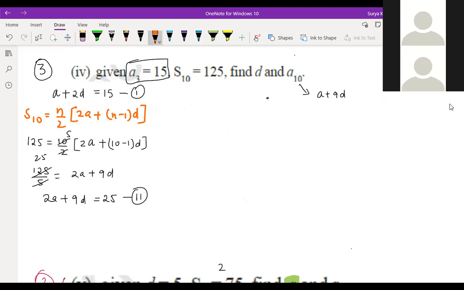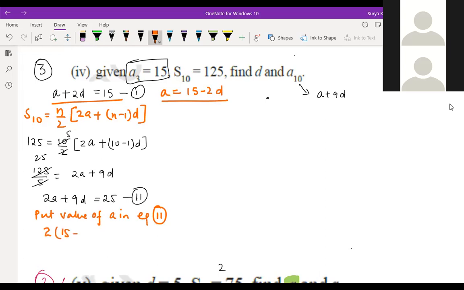How to do? See, from the first we can write it as A is equal to 15 minus 2D. Can we write like this? And the same formula right here, putting the value of A in the second equation. So what do we get here? 2 into 15 minus 2D plus 9D is equal to 25. All right.